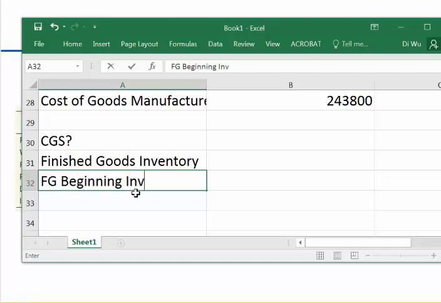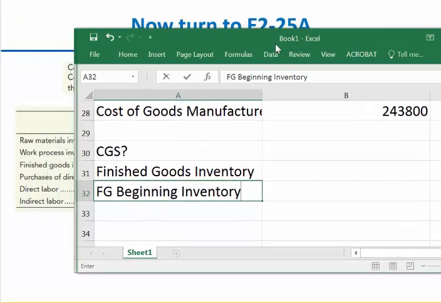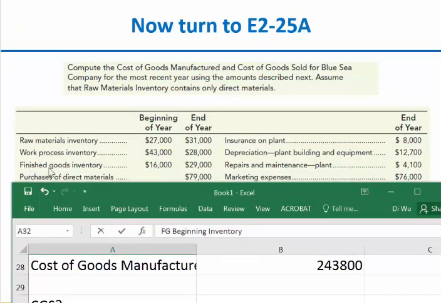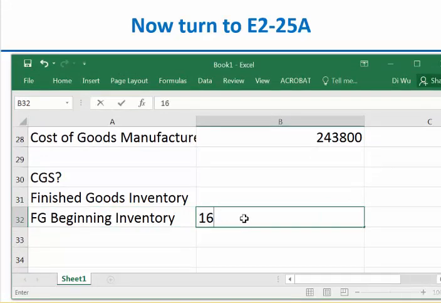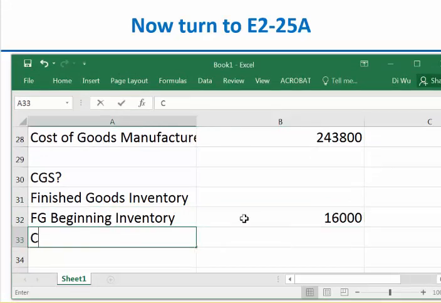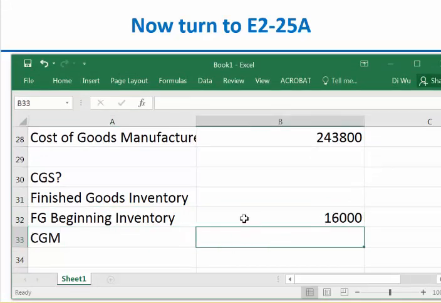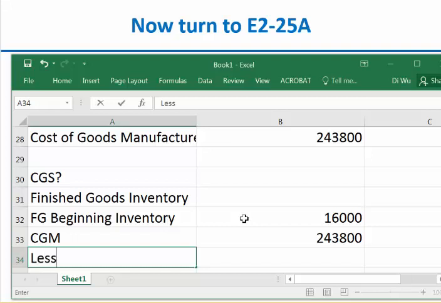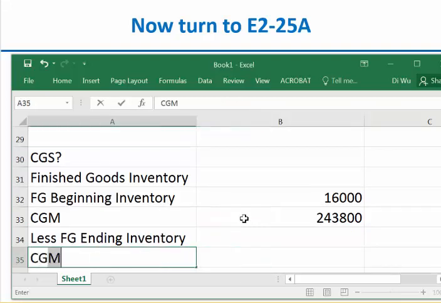FG beginning inventory balance, that's in the question as well. You look at this line, finished goods inventory, and we start with 16,000. And you have the CGM, which you calculated in prior steps, which is 243,800. Then you have FG ending inventory. And the difference is CGS, cost of goods sold.